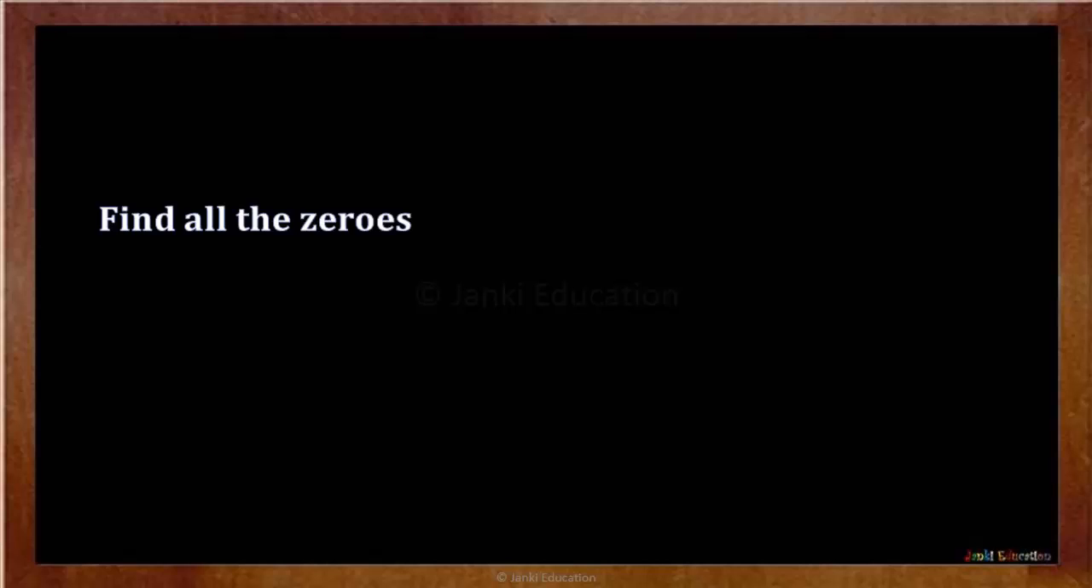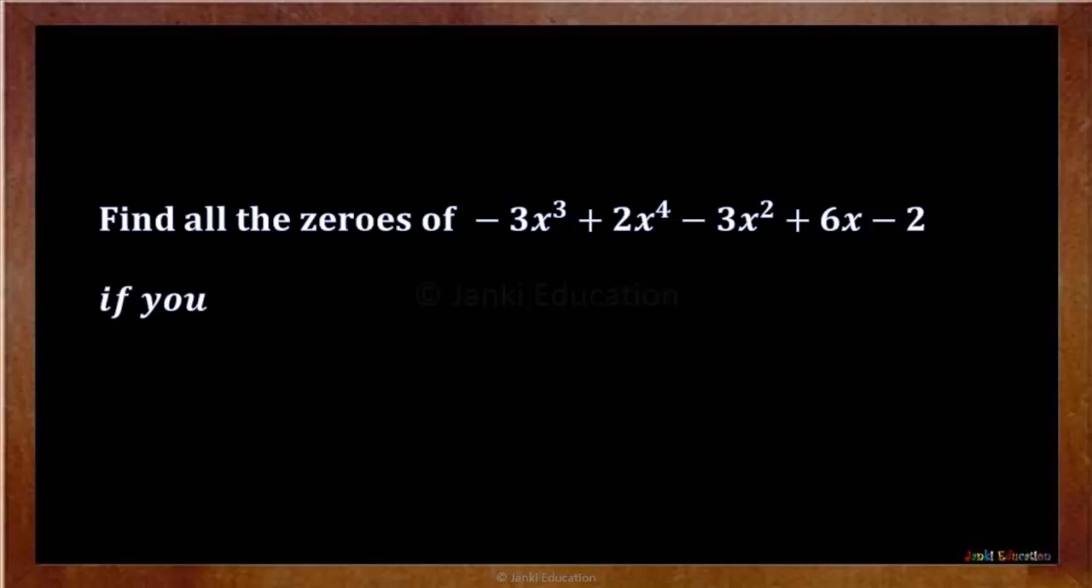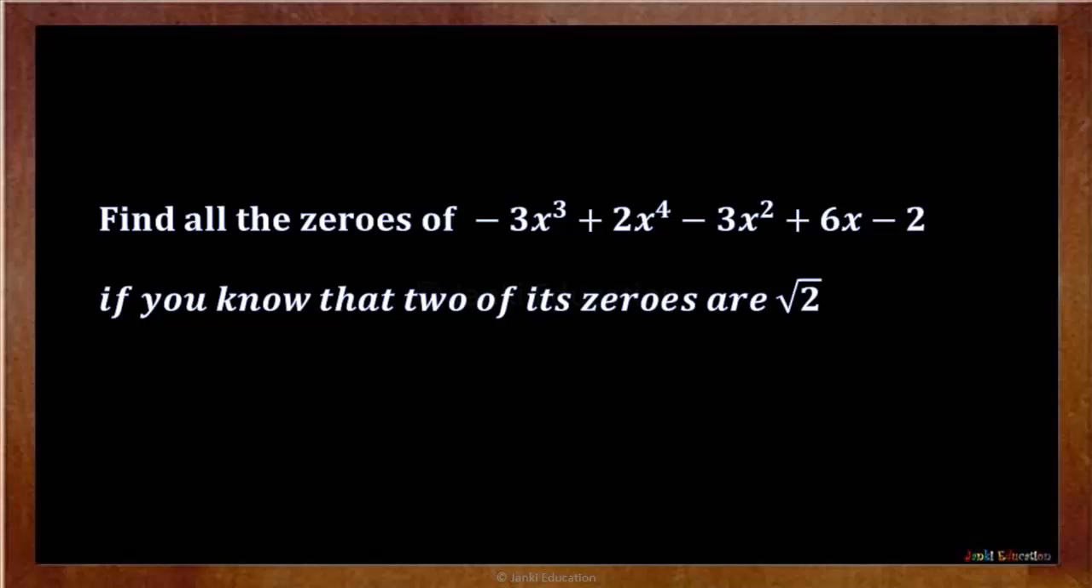Find all the zeros of negative 3x raised to 3 plus 2x raised to 4 minus 3x square plus 6x minus 2, if you know that two of its zeros are square root of 2 and negative square root of 2. This means we have been given two zeros of this polynomial and we have to find the other zeros.